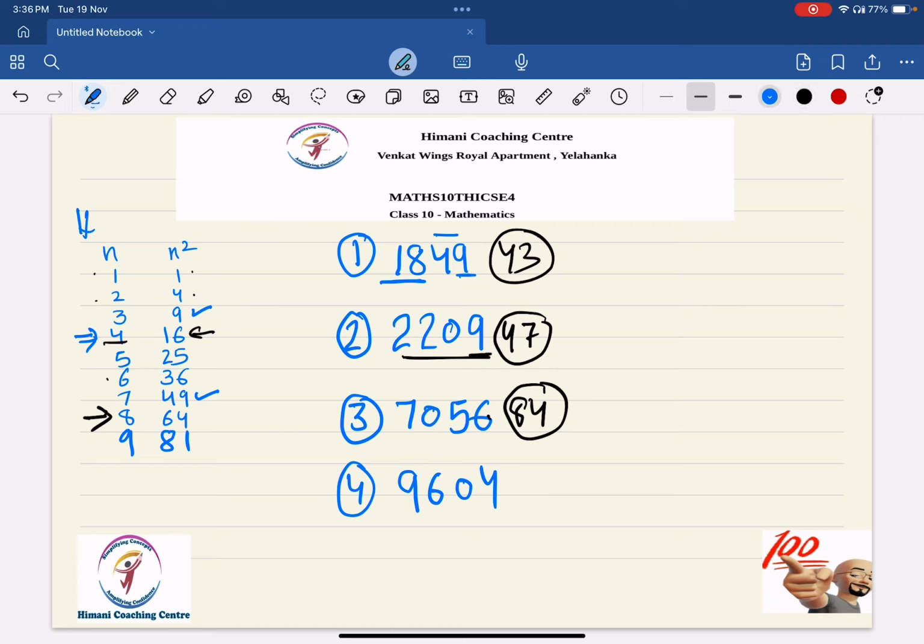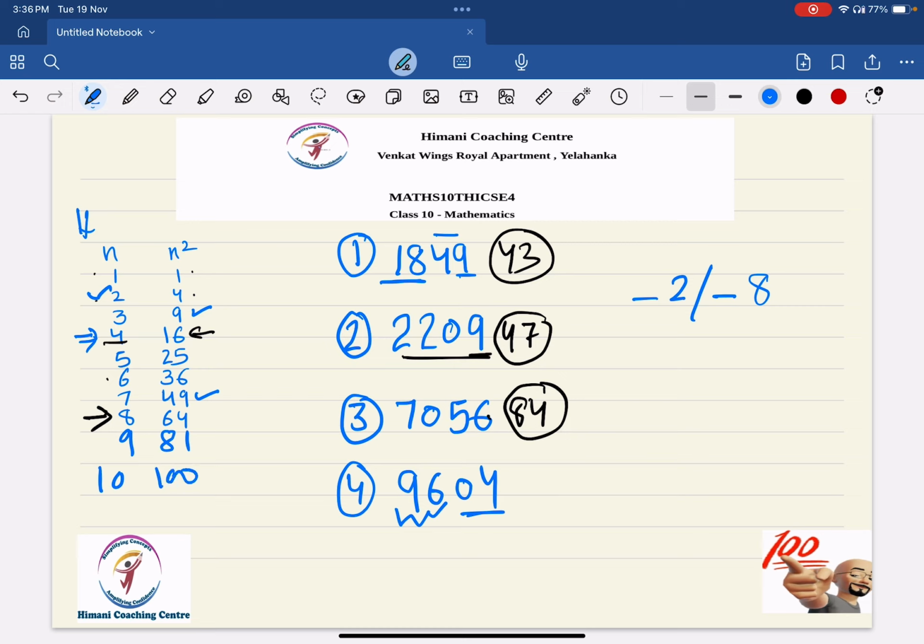Now let us look at 9604, the last one. You can see 4 we get either with a 2 or with 8. So that means the unit digit could be either 2 or 8. So let's write that down. Now 96. When we look at 96, 9 times 9 is 81. We know 10 square is 100.